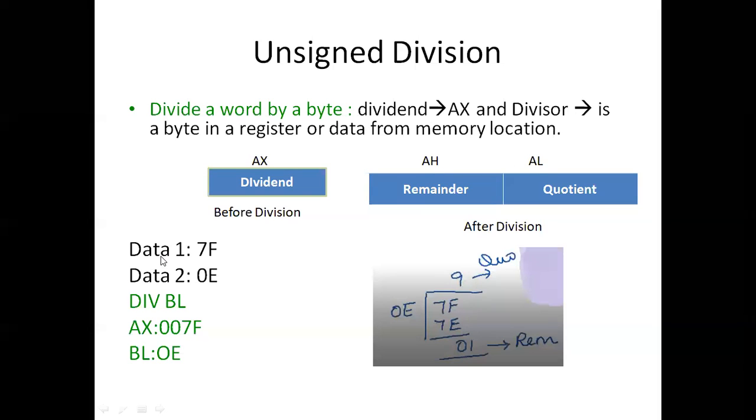Here we have two operands, data 1 and data 2. Data 1 is 7F and data 2 is 0EH. Now we are going to execute DIV BL. Here BL is 0E and AX is 007F, and we are going to perform a 16 by 8-bit division. But here the data is a byte.